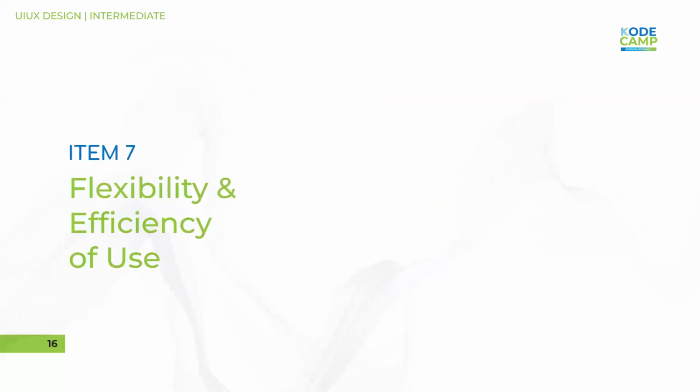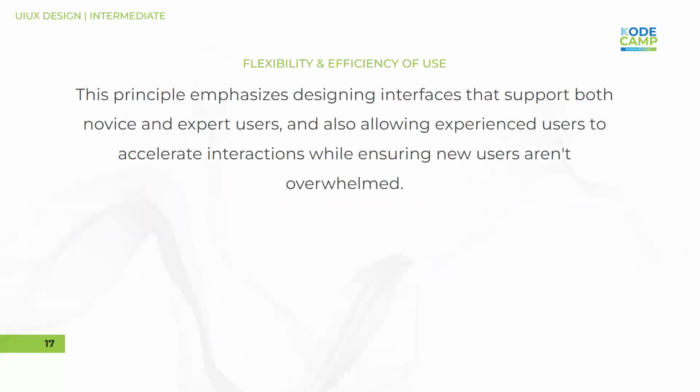So the number 7 is flexibility and efficiency of use. Flexibility and efficiency of use. So we say that this principle emphasizes designing interfaces that support both novice and expert users, and also allowing experienced users to accelerate interactions while ensuring new users aren't overwhelmed.